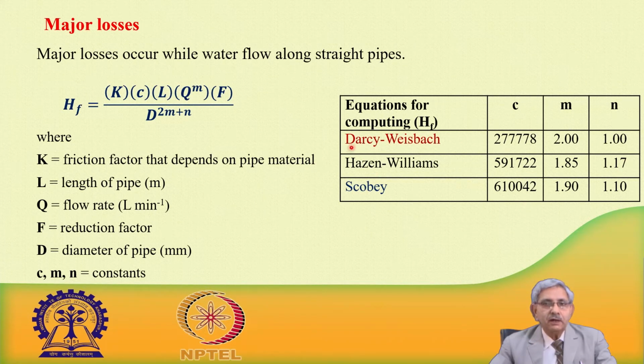When we are using the Darcy-Weisbach equation, the small c is this particular component, and in D to the power m plus n, m is 2 and n is 1, and Q to the power m will be Q squared. Similarly, for the Hazen-Williams equation, we will be using these constants to estimate the head loss due to friction.